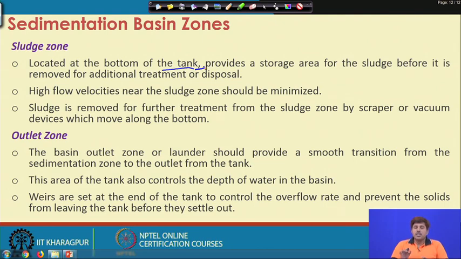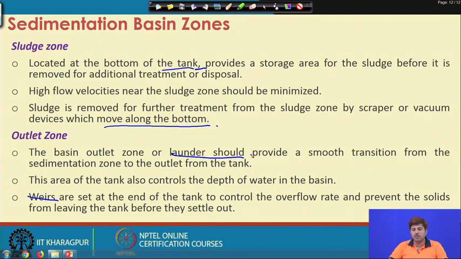High velocities near the sludge zone should be minimized, because if there is a high enough velocity in the sludge zone, we will see a lot of particles coming into resuspension. The sludge is removed for further treatment by scrapers or vacuum devices which move along the bottom of the sludge zone. And the outlet zone typically has weirs or launders, which provide a smooth transition from the sedimentation zone to the outlet of the tank, and this area typically controls the depth of the water in the basin.